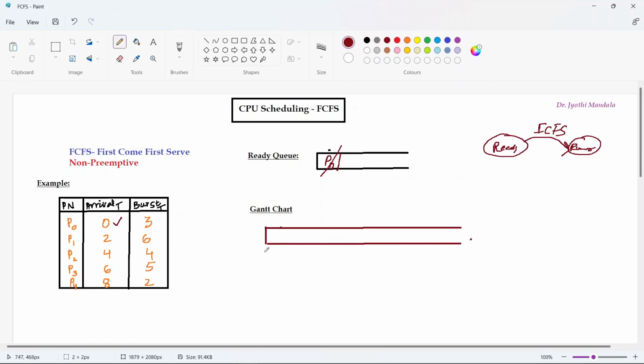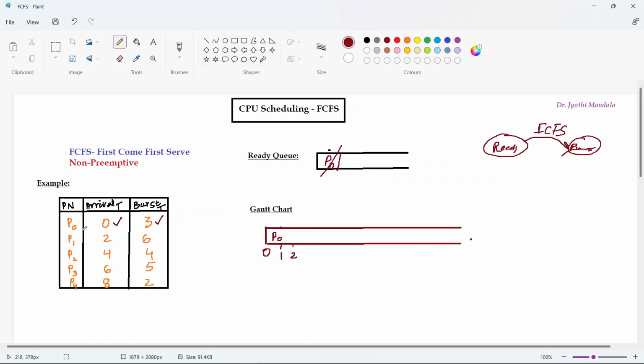Now, at 0th second we got our process. The process started its execution, P0 started its execution. How much time does it require? It requires 3 seconds. Because it is first come first serve, this has arrived first and it will get the chance. So it will be executed for 1 second. Now after executing for 1 second, we need to check the arrival time. Is any process coming at 1 second? No process is coming. And we can continue, P0 continues its execution to 2 seconds.